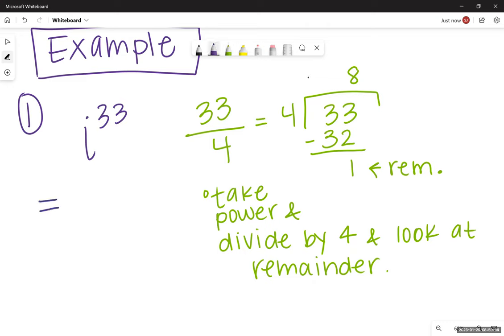Therefore, looking at my notes and what I have right there, if I take i and multiply it to itself 33 times, what I'm going to end up getting for an answer, using those facts that we wrote, is going to be i. Everybody get that? Because my remainder is 1.